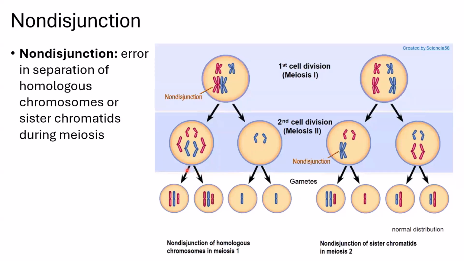When the sister chromatids divide, this results in 2 cells with an extra copy and 2 cells missing a copy. If the homologous chromosomes separate properly and non-disjunction instead happens in one of the 2 cells during meiosis 2, it results in one cell having an extra copy and another cell missing a copy, but 2 cells that still have the correct number of chromosomes.